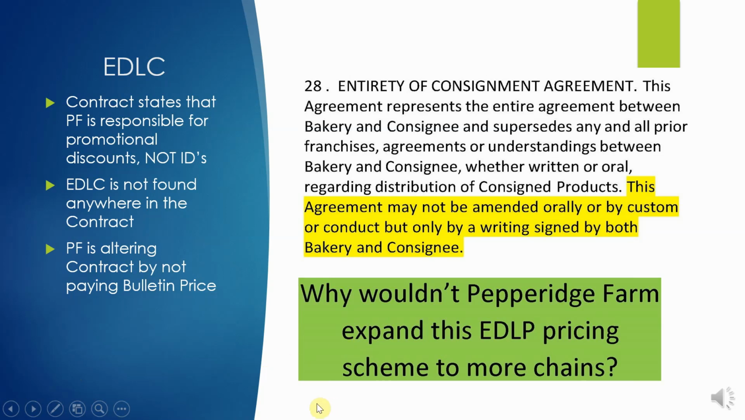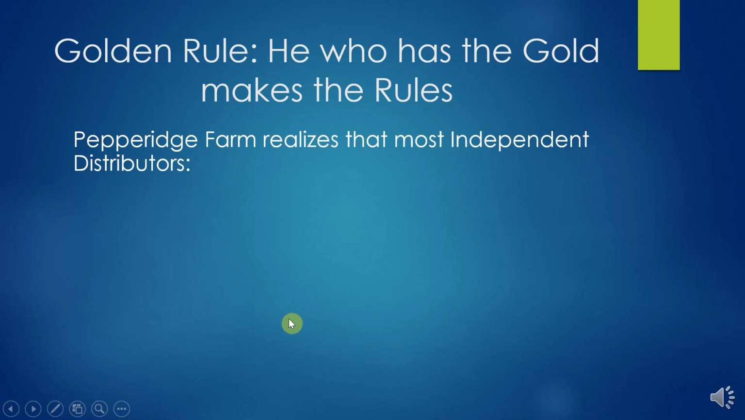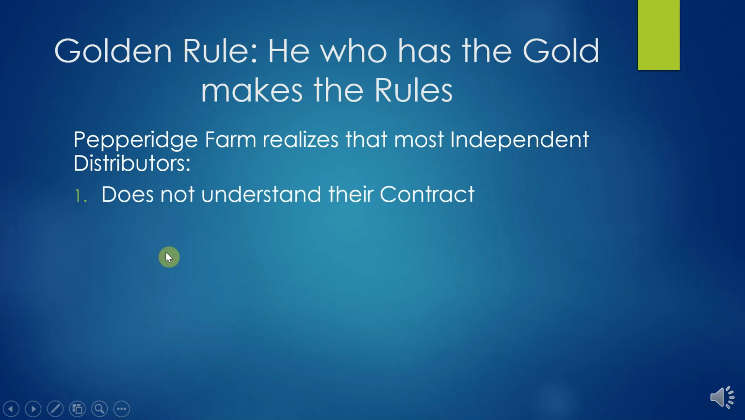This begs the question, if Pepperidge Farm can pull off an EDLC, why wouldn't they promote every time just using EDLC for every promotion at every chain? Think about it. There's an old saying, the golden rule: he who has the gold makes the rules. Well, let's face it, Pepperidge Farm has the gold. Pepperidge Farm realizes that most independent distributors basically don't understand their contract. Most of them never had it looked at and read by an attorney.